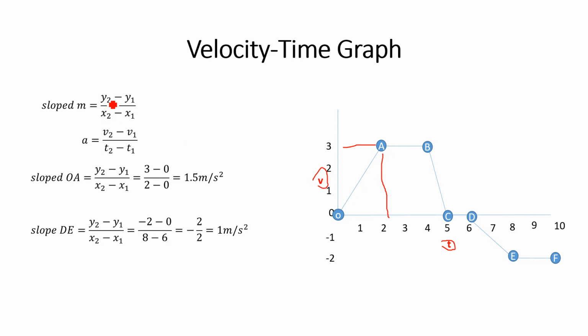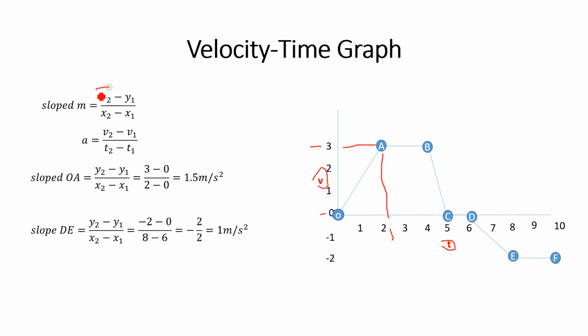The slope we know is equal to y2 minus y1 divided by x2 minus x1. The y2 is this position, which is equal to 3 here, while the y1 is the initial position of the y-axis, which is equal to 0. x2 is the final position on the x-axis, which is 2 here, and the initial position is 0. So the slope of this chart, m, will be equal to y2 minus y1 divided by x2 minus x1.